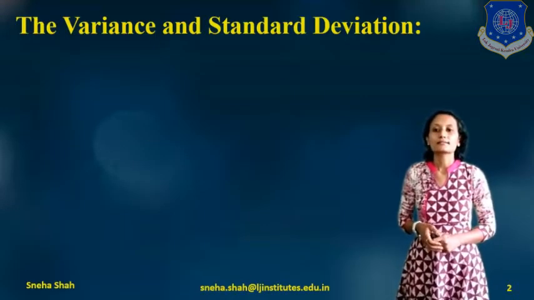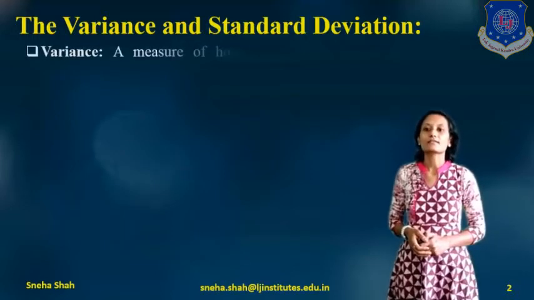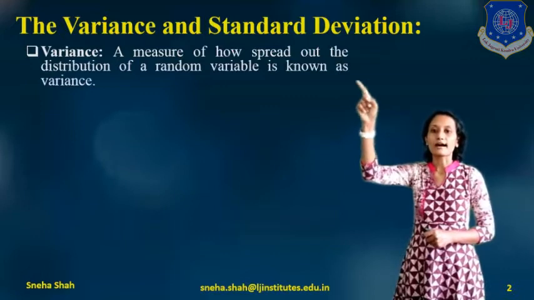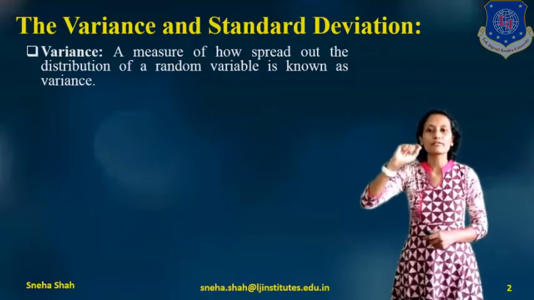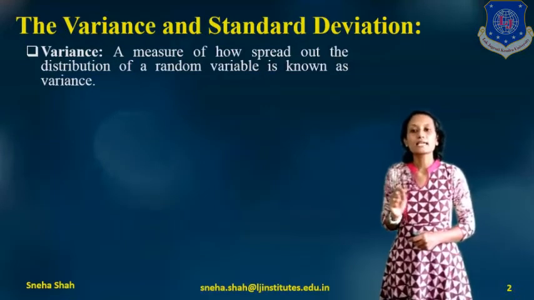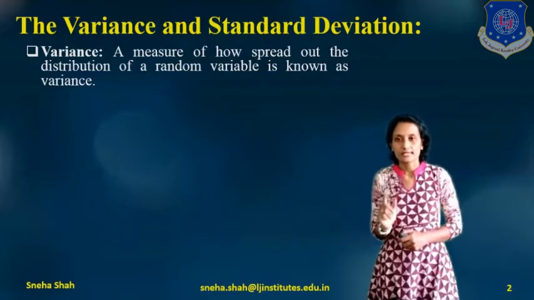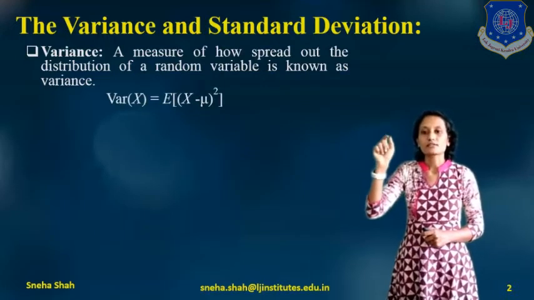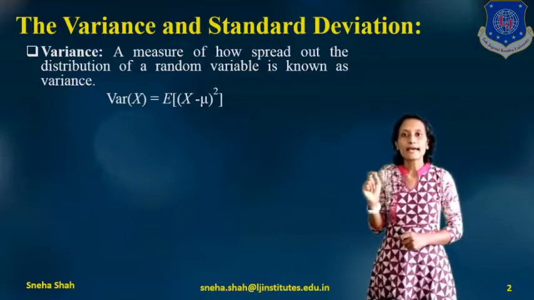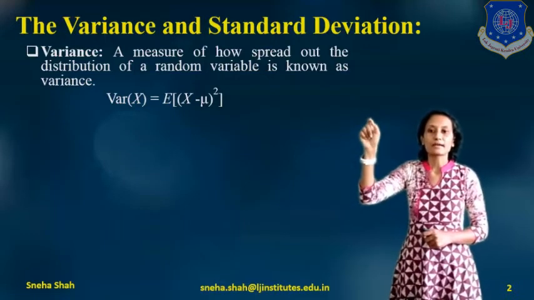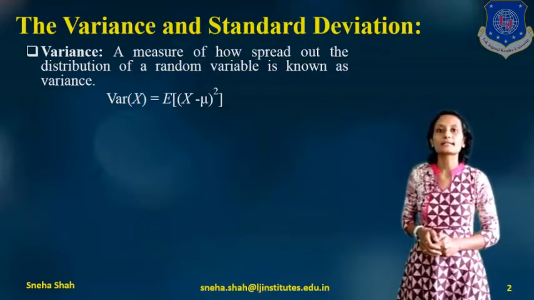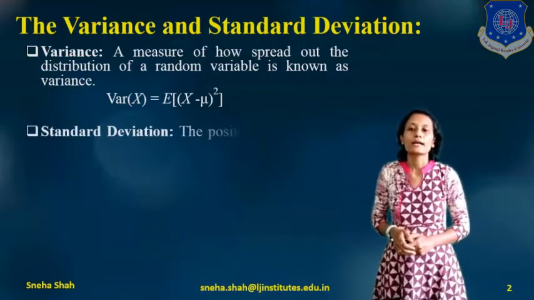Variance is defined as a measure of how spread out the distribution of a random variable is. If we write the equation of variance of x, it will be written as the expected value of (x minus mu) whole square. Here the value of mu represents the mean value.